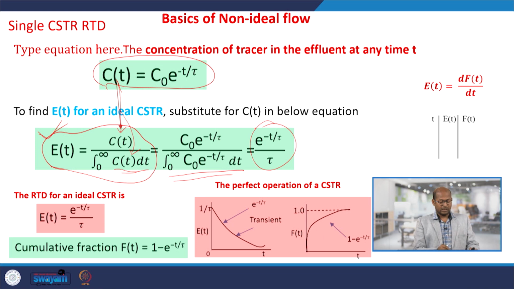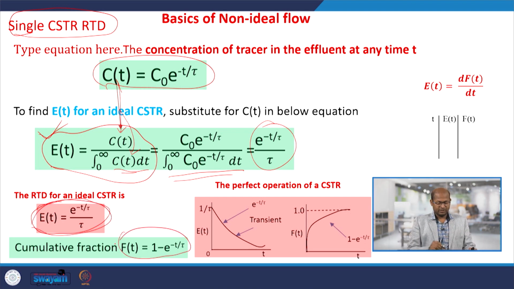So, here after E(t) curves we can write this way: E(t) equals e to the power minus t by tau, that is for single ideal CSTRs. Similarly, for cumulative distribution functions, F(t) equals 1 minus e to the power minus t by tau. How that comes, we will discuss. So from here we can easily find out.